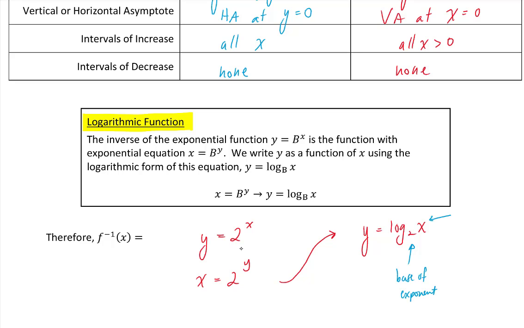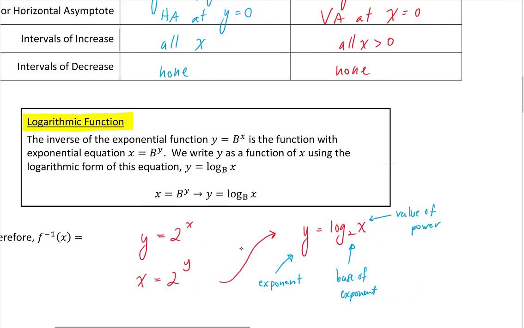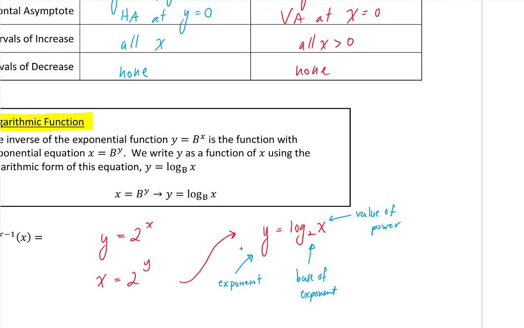This is the value of the power, and the y is our exponent. And we've talked about inverses before. You see them all the time. If you had x squared, we know that its inverse is the square root of x. If you have cosine of theta, we know its inverse is cos minus 1 of theta. So for exponents, their inverse is called a logarithm.